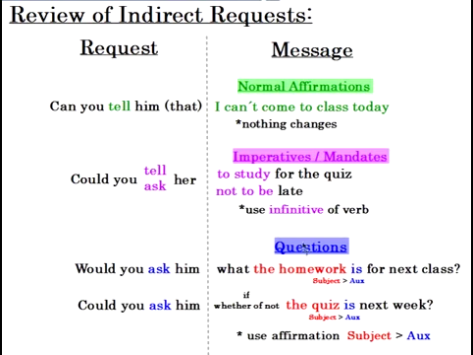For the questions, it's the most difficult. Why? Because we have to take a normal question and we have to change it. We have to use the affirmation. So remember, the affirmation is when I use the subject first and then the auxiliary verb. So for example, would you ask him what the homework is for next class? Again, the subject and then the auxiliary. If it's a yes or no question, I use if or whether or not. So for example, could you ask him if the quiz is next week? Or could you ask him whether or not the quiz is next week?